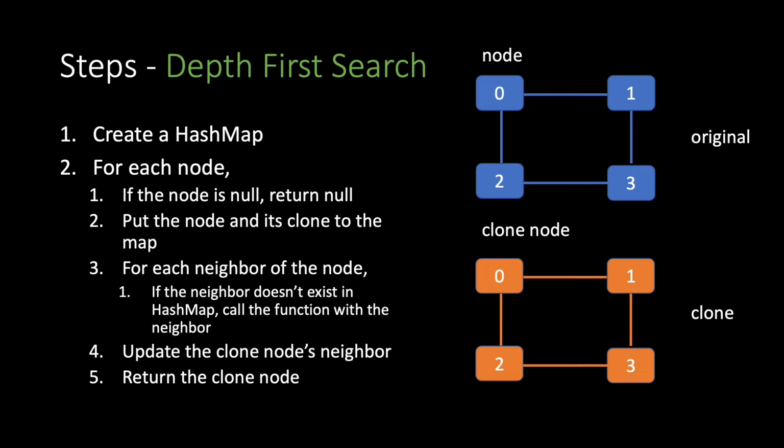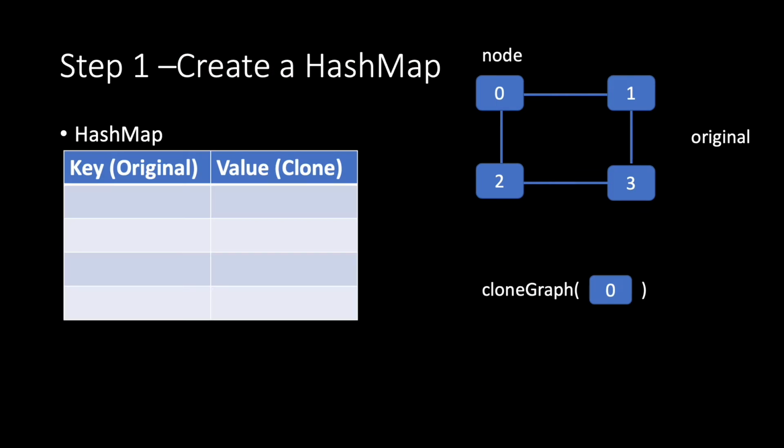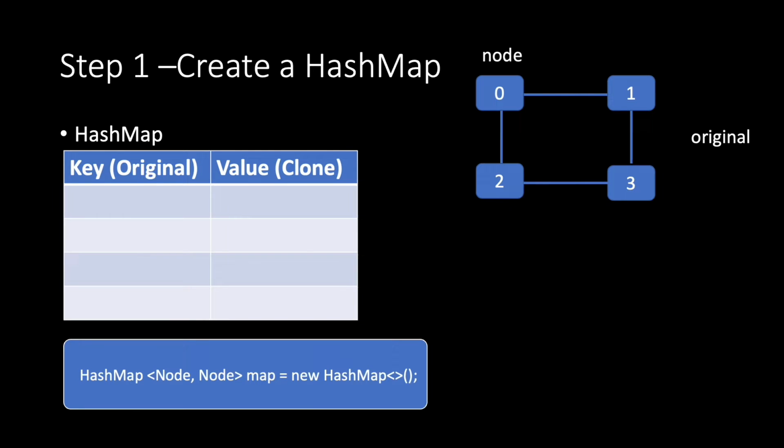So for this problem, we're going to use a depth first search. And those are the steps, and we're going to go through these steps one by one with an example. First thing we're going to do is to create a hash map. And again, the hash map will have a key of original nodes and the value of clone nodes. And we're going to use this example of a cloneGraph function with the argument the node 0.